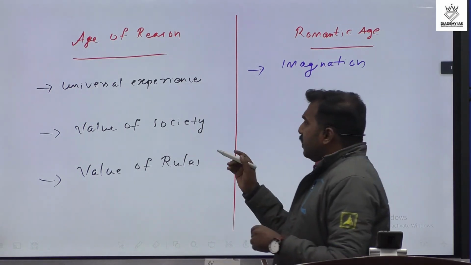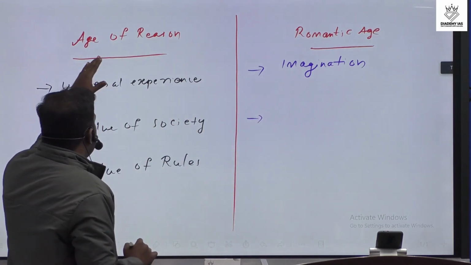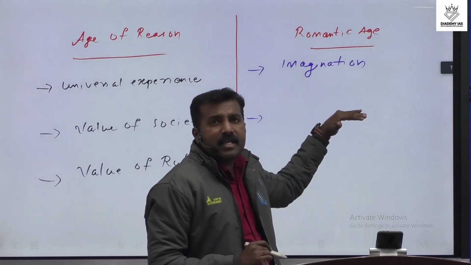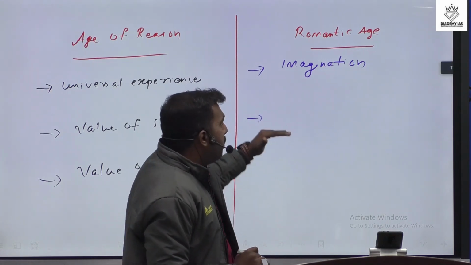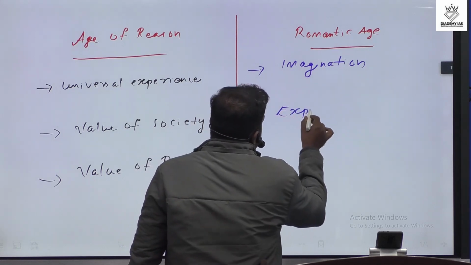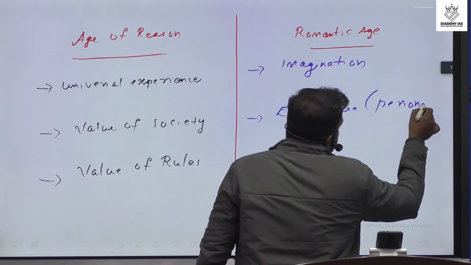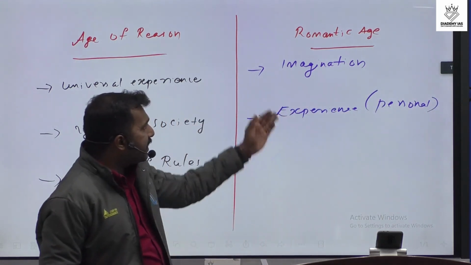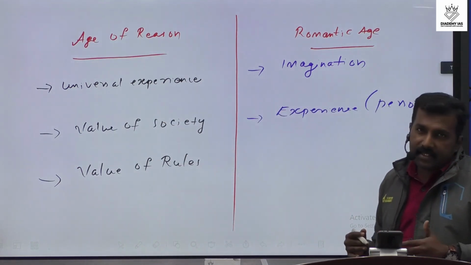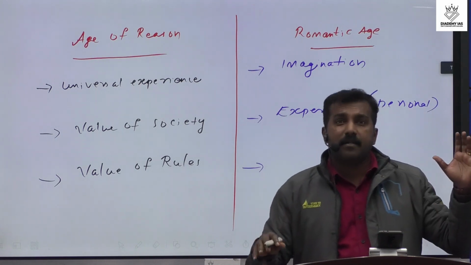Then, in the Age of Reason, the value of society was important. But in Romantic literature, mainly personal experiences were shared, not society. Personal experiences shared in this time, during the Romantic age. That's an important point. We have to understand this point here.